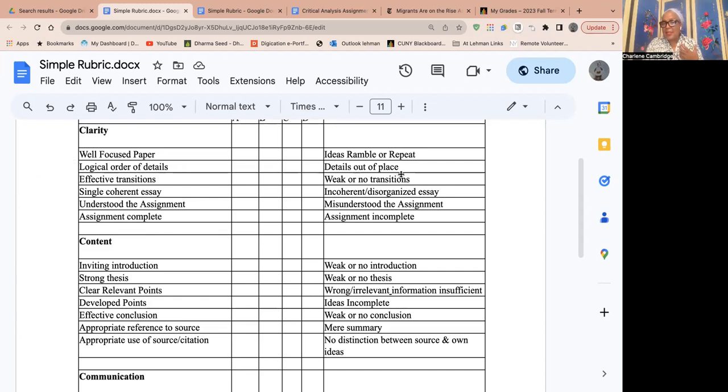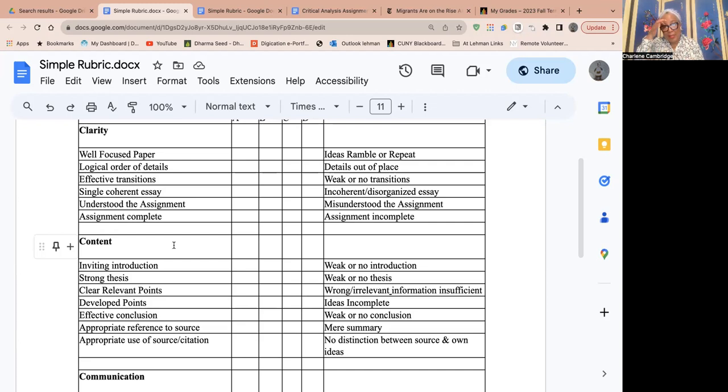Sometimes the details are out of place. You start talking about one thing at the beginning of the paper and you don't get back to it until the end. That's a detail that's out of place. Effective transitions. We know what transitions are. If they're weak or there's no transition, that's a D. This is a single coherent essay. It holds together. Cohere means it's like glue. Your points go with each other.